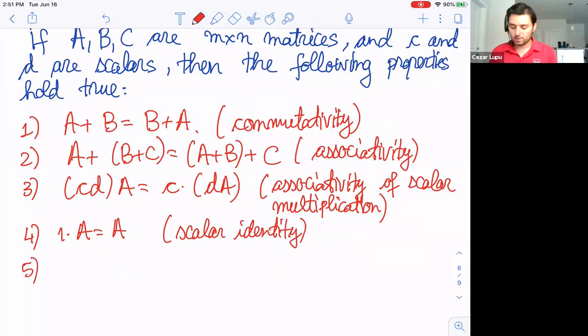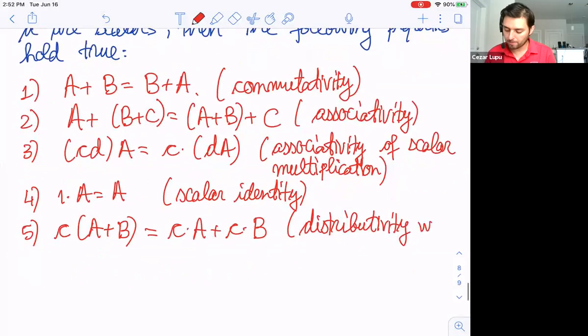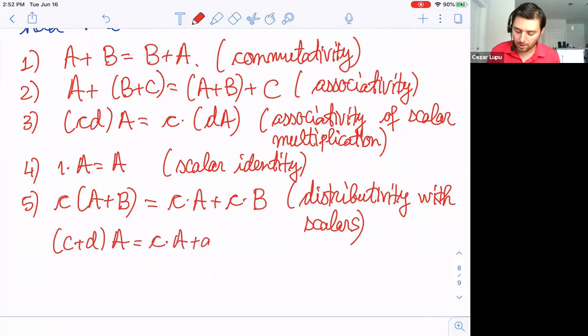The fifth one is if I have a scalar and I multiply by the addition of two matrices, it is nothing else than just multiplying the scalar by each matrix and adding them up. What we call this is distributivity with scalars. We will see that something similar holds true: C plus D times A is C times A plus D times A. Again, it's the same thing, distributivity.